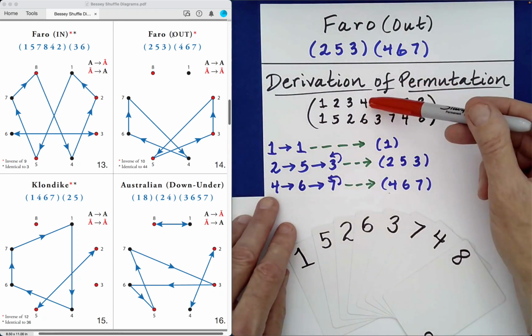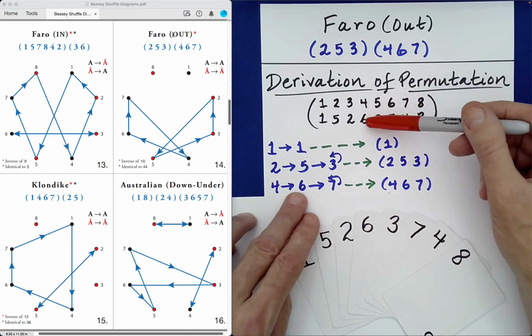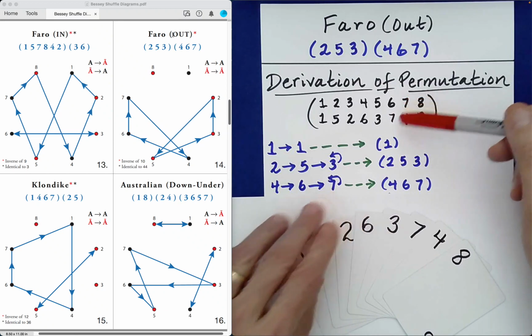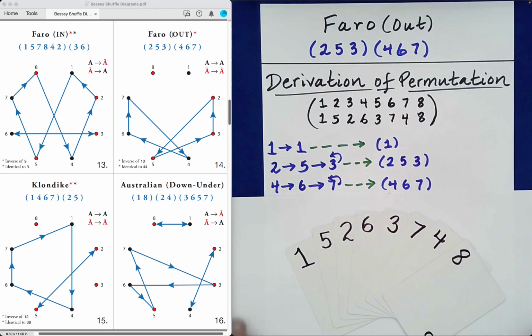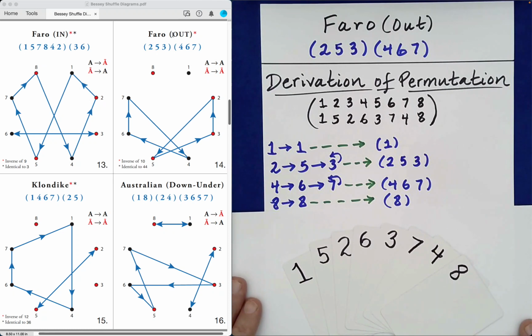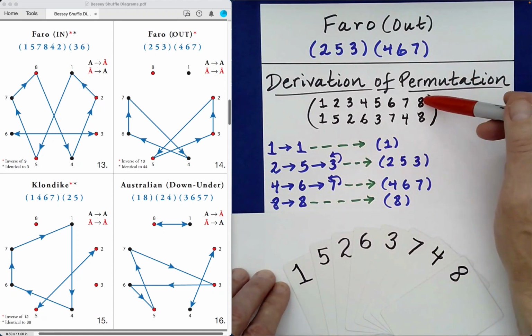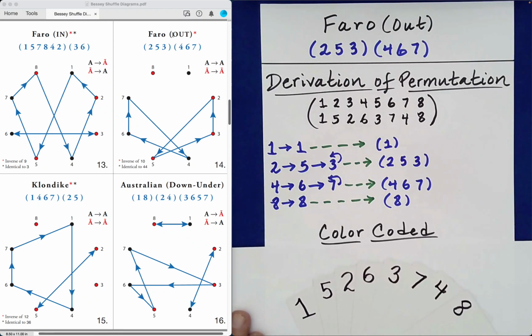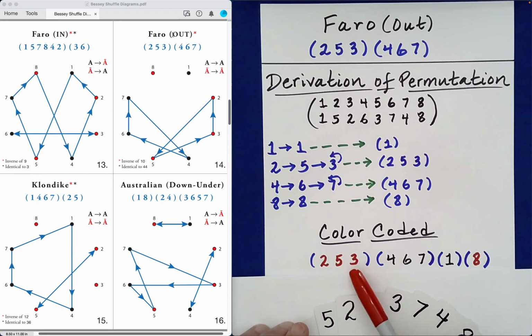Similarly, 4 is sent to 6, 6 goes to 7, and then 7 goes back to 4. So we get a second 3 cycle. And finally, 8 is a second fixed point. 8 gets sent to 8. So whatever starts in position 8 is returned to position 8 once the shuffle is completed. Now color-coded, we get the following. 2, 5, 3, all of which are color-coded red. And then 4, 6, 7, all of which are color-coded black.